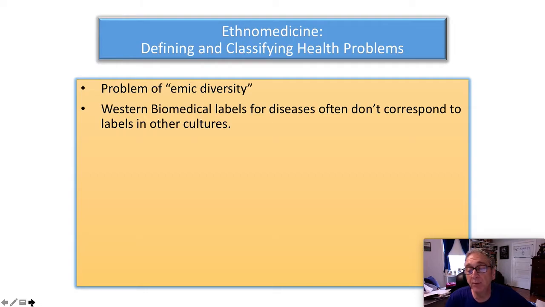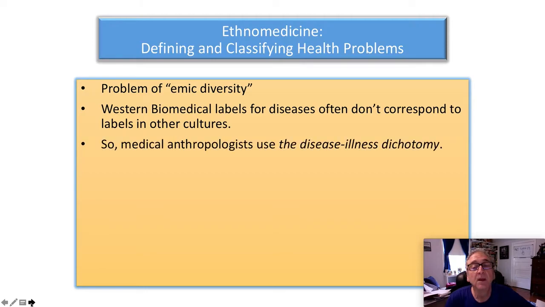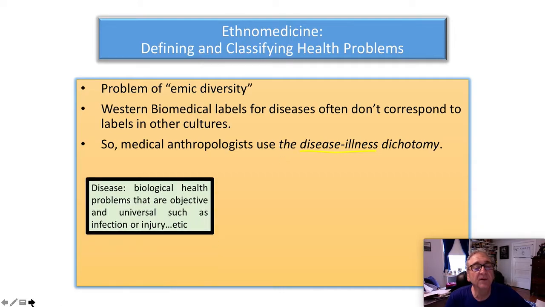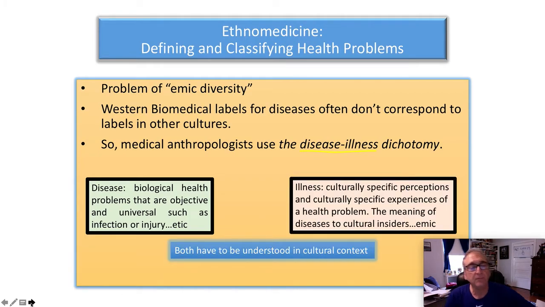But the place that we start with ethnomedicine is this: medical anthropologists make a distinction between disease and illness. We call this the disease-illness dichotomy. And so what does the disease-illness dichotomy refer to? Well, first of all, there's a difference between disease and illness.